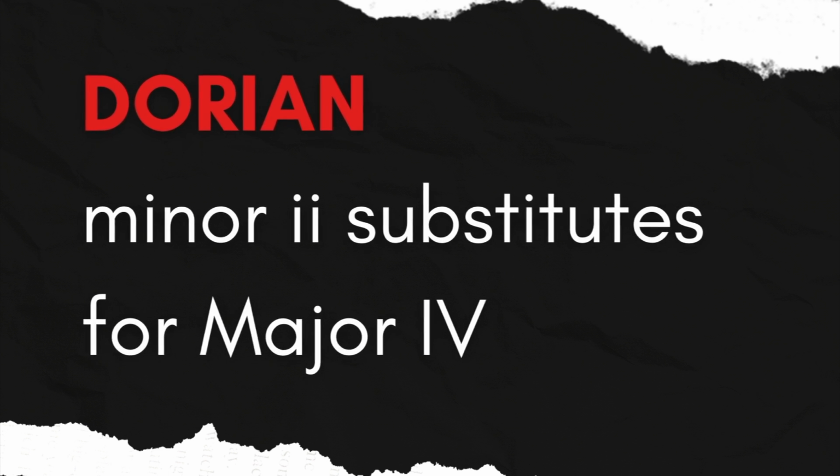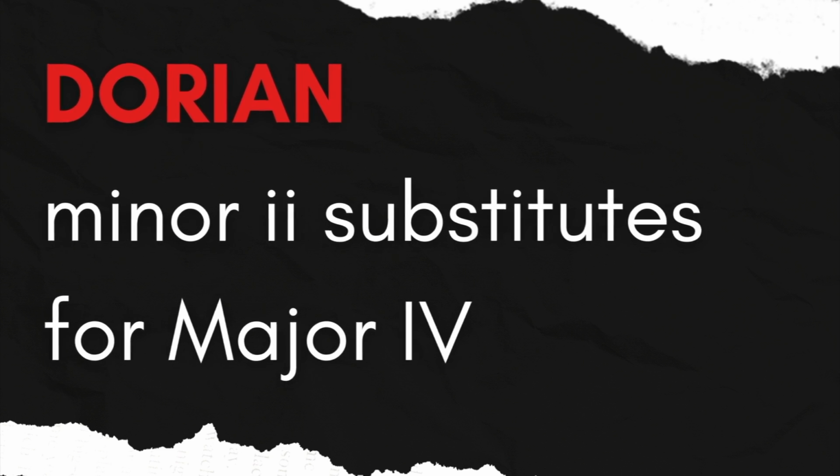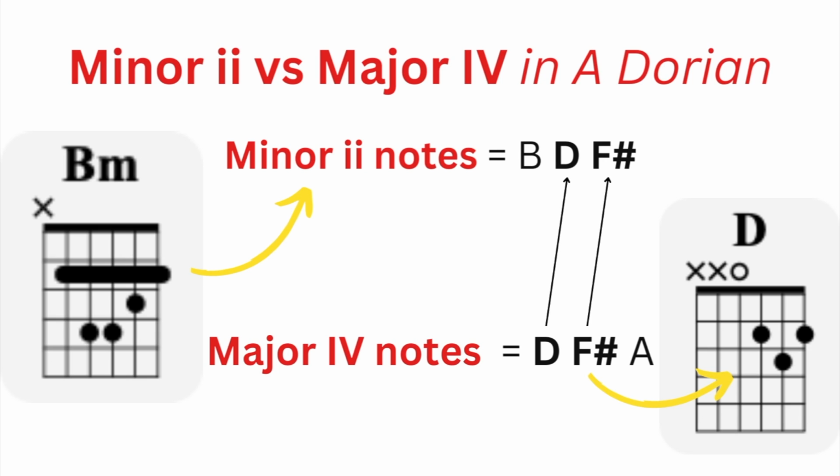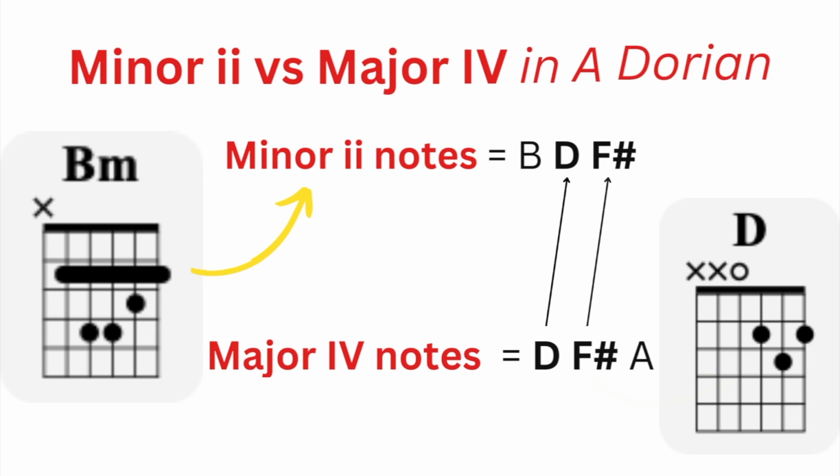One obvious substitution for the major 4 chord is the minor 2 chord, which shares many of the same notes as the 4 chord. The 2 chord also includes that natural 6th note, so we still get the Dorian feel. In A Dorian, the minor 2 chord would be B minor, and we would have the notes B, D, and F sharp. F sharp is that natural 6th note still in there, and that's very similar to the 4 chord in A Dorian, which would be D major, D, F sharp, and A. So the notes overlap there and they both contain that natural 6th note.